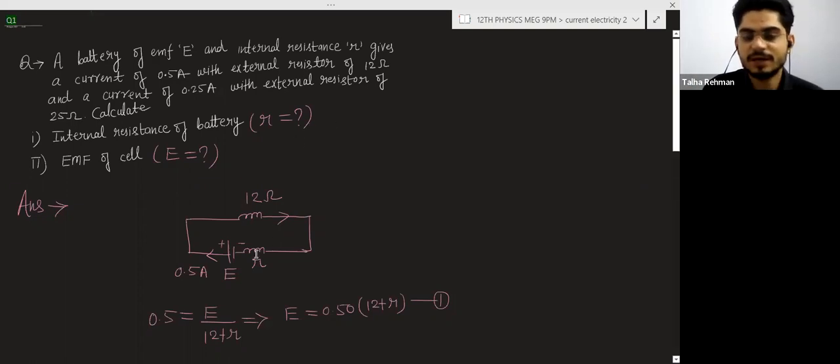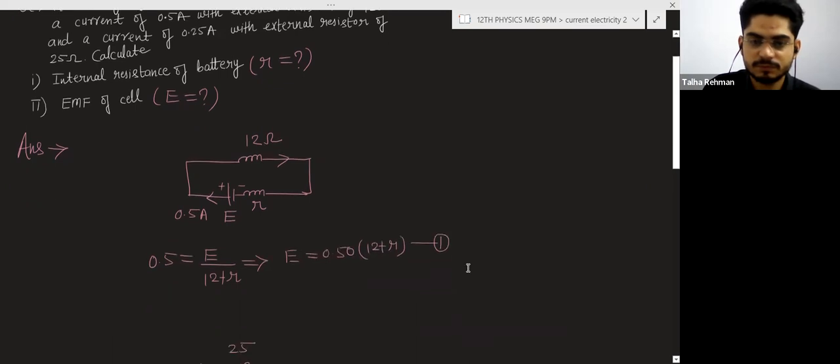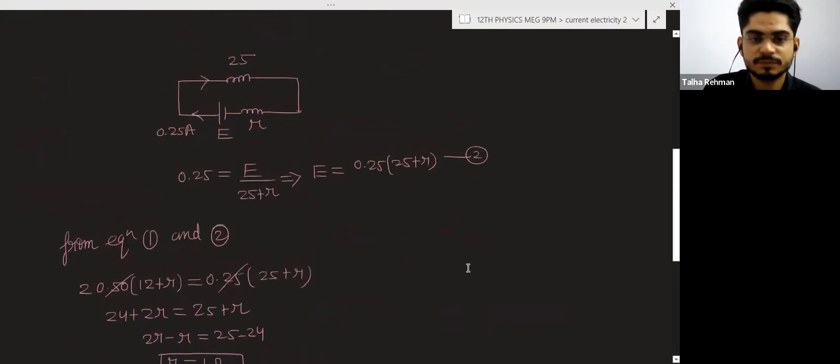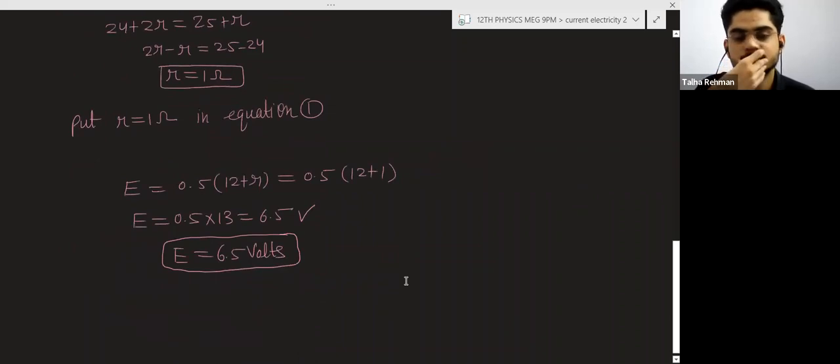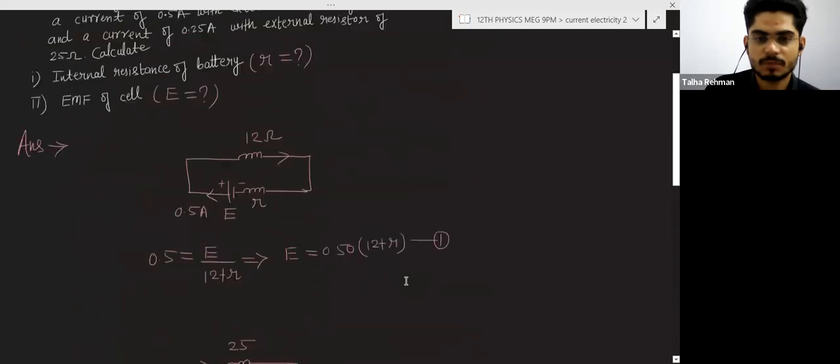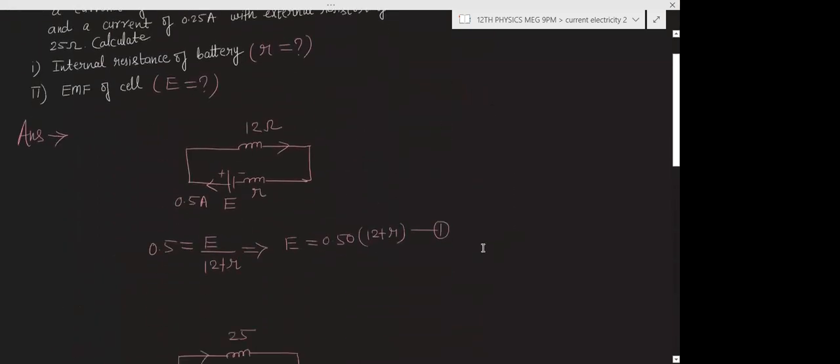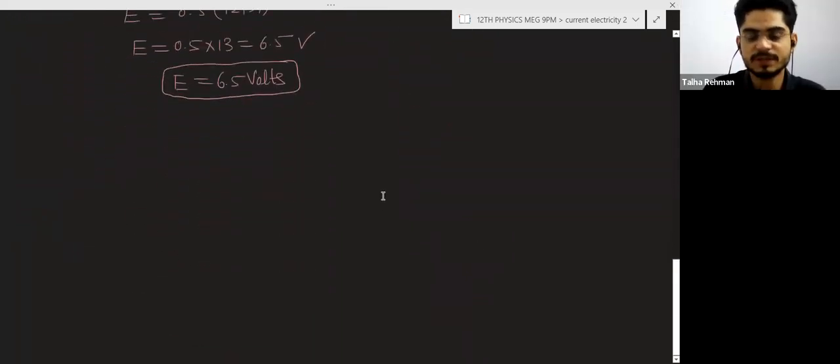This 12 ohm and this R are connected in series. See, the same wire is this. So total resistance is 12 plus R, here I have written. And then we got this equation. Okay, just take the screenshot of this. Taken? Yes, sir. Taken, completely taken. All the parts. Okay.